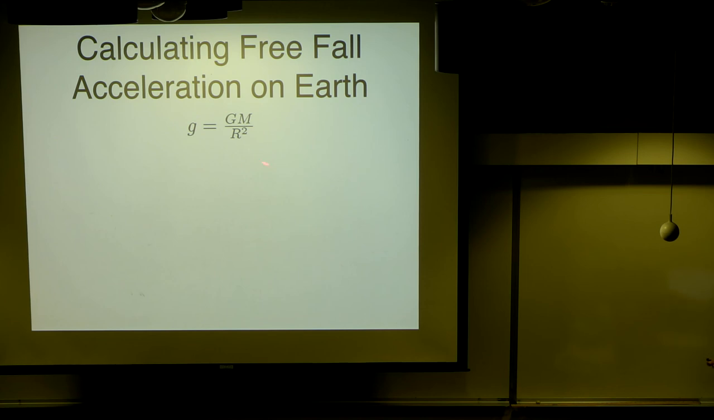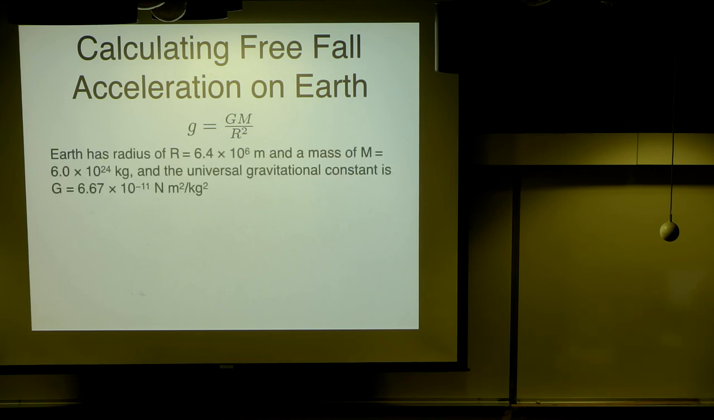So this is our formula. Big G times big M divided by R squared is little g, your free fall acceleration. What numbers are going into this? Earth has a radius, and I'm going to round things to two digits, so we have 6.4 times 10 to the 6 meters. You could be more precise than that if you wanted. The mass is about 6.0 times 10 to the 24 kilograms. And then our constant big G, 6.67 times 10 to the minus 11.